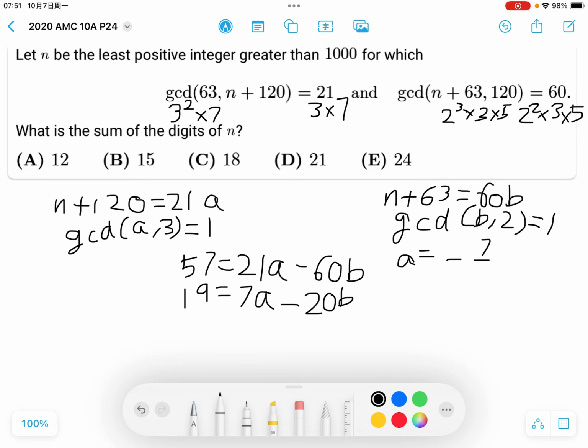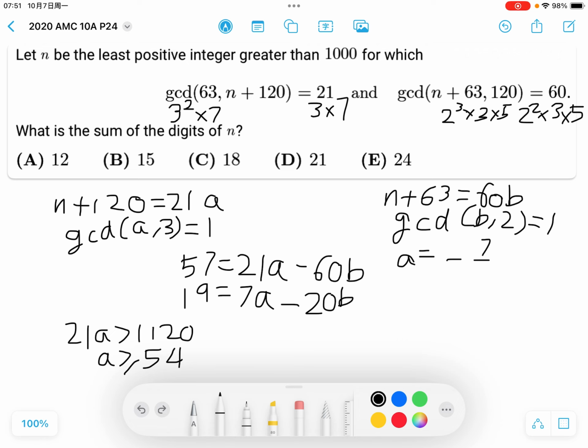Another thing we want to look out for is the value boundaries of a and b. We know that n must be larger than 1000. So this means that n plus 120, or 21a, must be larger than 1120. So a must be larger than 53, or a is larger than or equal to 54. So the smallest value of a here that ends with a 7 is 57. But we'll talk about that later.